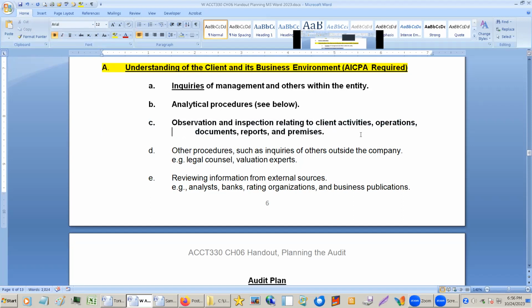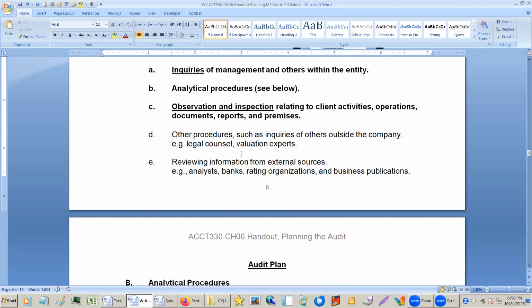Here is another one that doesn't sound very scientific. Observation and inspection of their activities, their operations, documents, reports, and premises. So you will be observed. You'll be looking around. Well, let me wait to the end here.